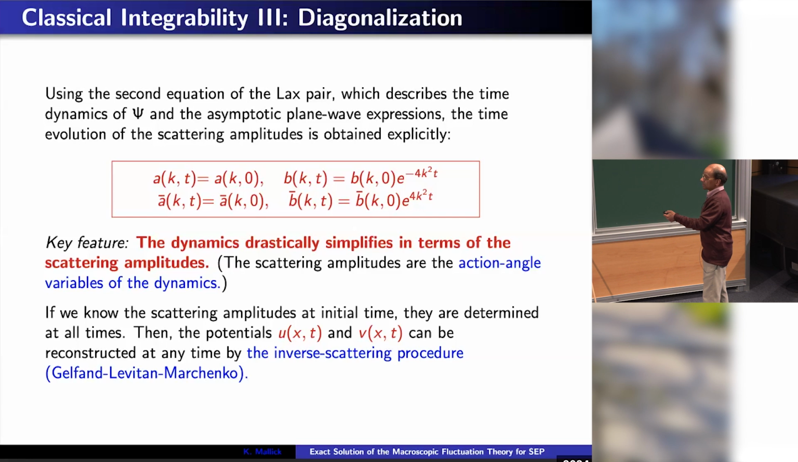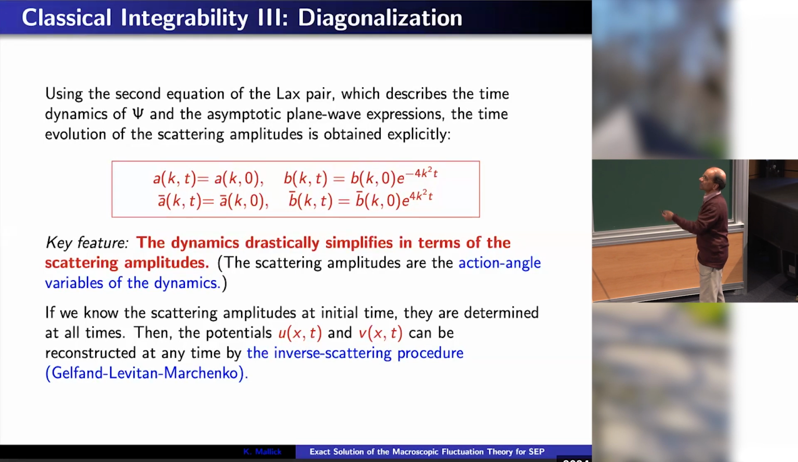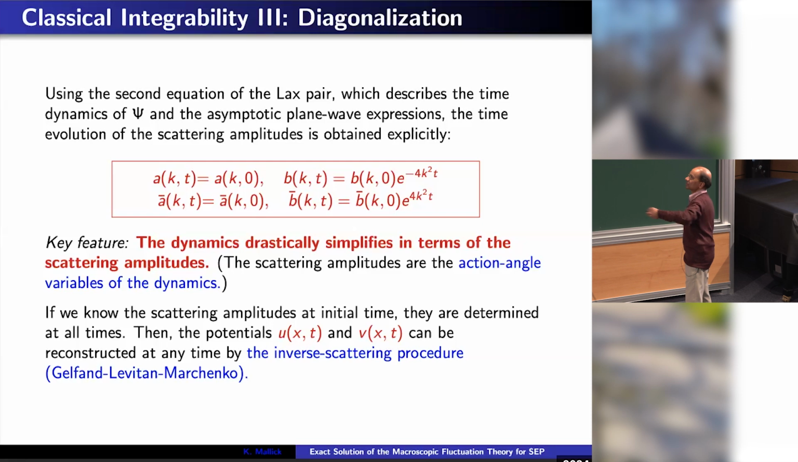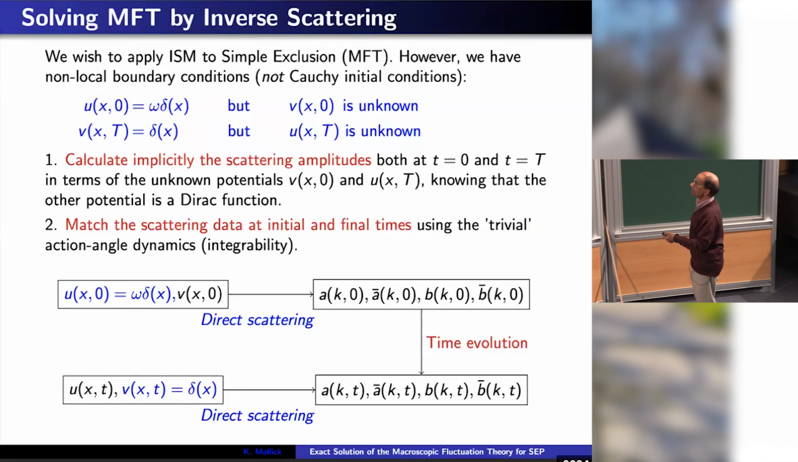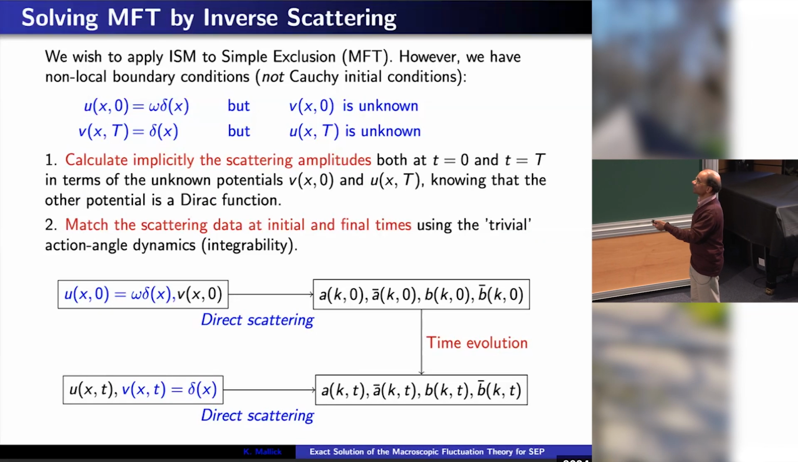And now, if you know these scattering amplitudes at any time, by inverse scattering, knowing the diffusion, the transmission and the reflection rate, you can reconstruct the potentials. So that's essentially what we did. There's some little other trick that I can't really go into, but what we did is that we did direct scattering at initial time and final time.